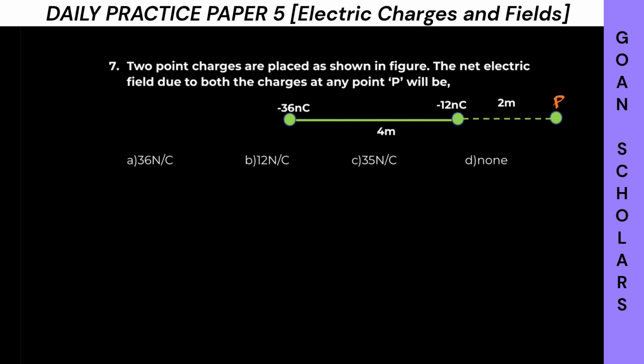First of all, both are negative charges. So electric field due to, let's call them A and B. Electric field due to the first negative charge is radially inwards towards the charge. This is electric field due to A. Electric field due to B, again radially inwards towards the charge. So as you can see, both the charges have fields pointing in the same direction. So electric field at any point P will be EA plus EB.